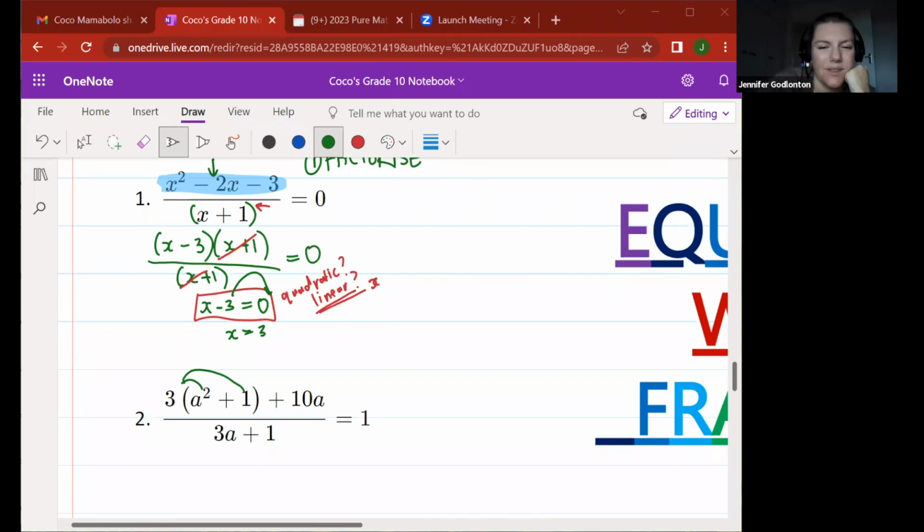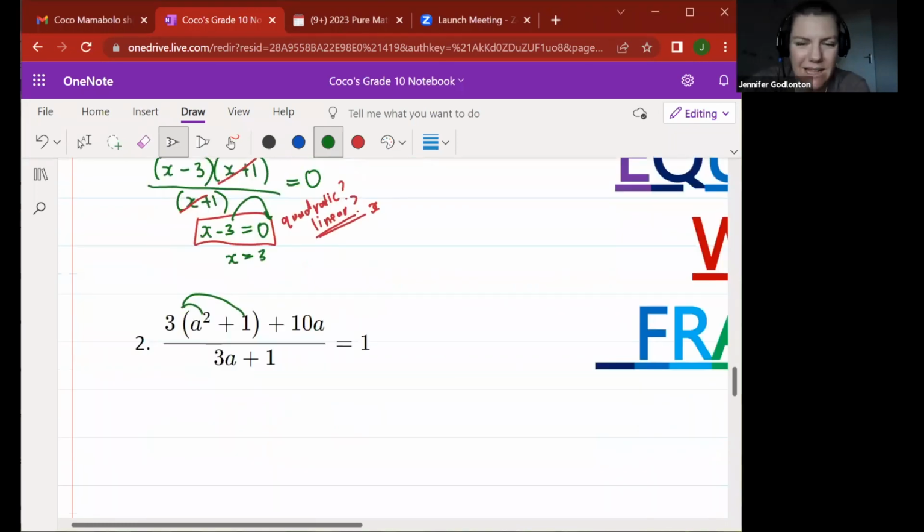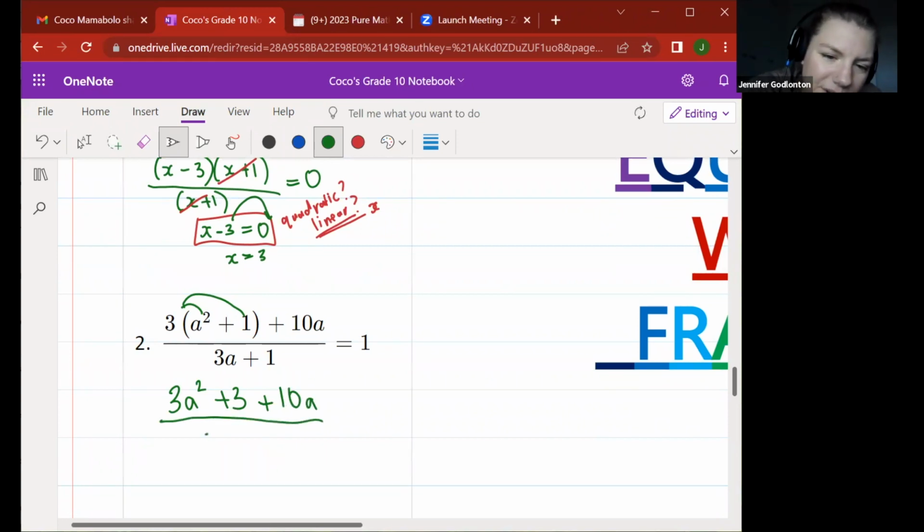Okay. So once we've multiplied out that side, we get 3a squared plus 3 plus 10a, and all of that is over 3a plus 1, and that's equal to 1. Now, the reason this gets a little bit confusing is we've got this 1 chilling over there. It's not equal to 0. We can't easily factorize what's happening at the top on the numerator. So we need to try and think of a way to make this easier for ourselves.